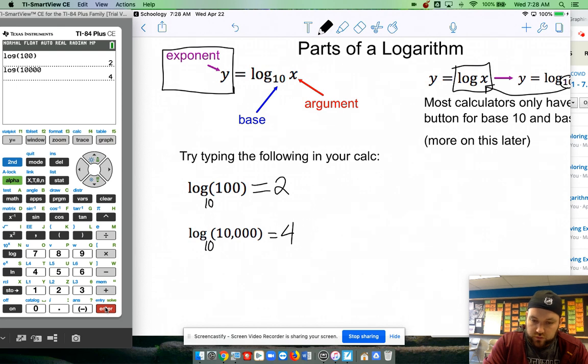So let's break down what this actually means. Here's my base number, right? That was mentioned up here. The number in parentheses is the argument.